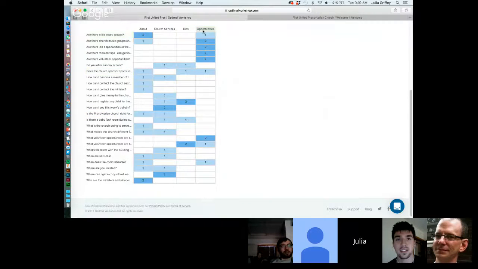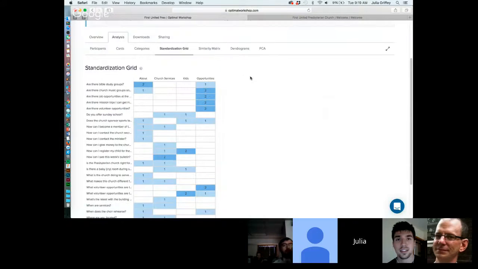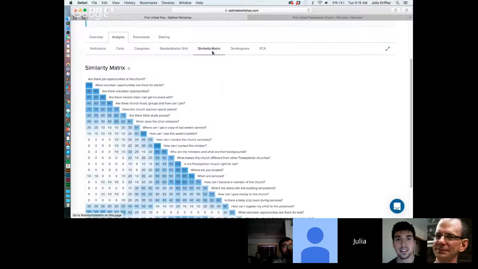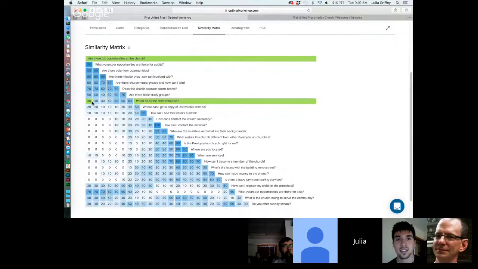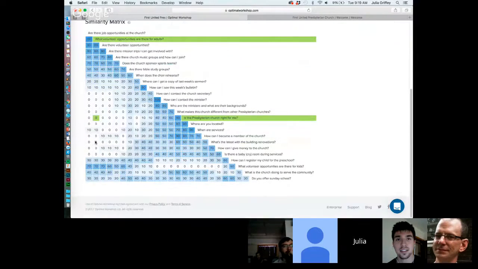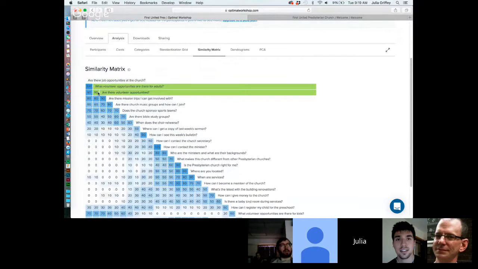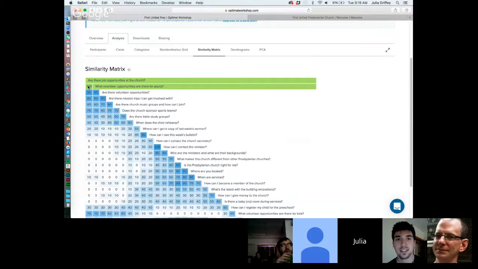So as we go on there, I keep going through the standardization grid. These other similarity matrices are explained on lynda.com, and basically what they're saying is, are there job opportunities and volunteer opportunities? There's a high similarity between these two right here. Does that make sense? Because it's 100% similarity. So that's telling us those probably go in the same category, job and volunteer opportunities. Again, this is going to become more clear as I do more standardization.